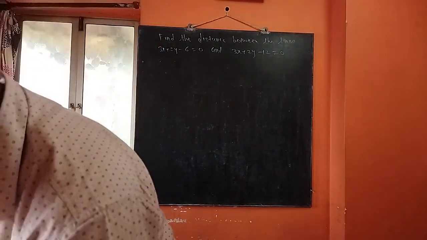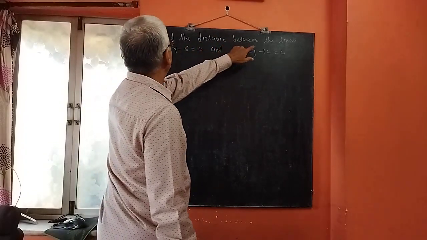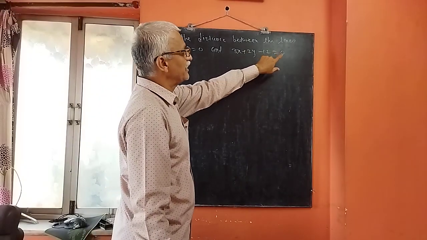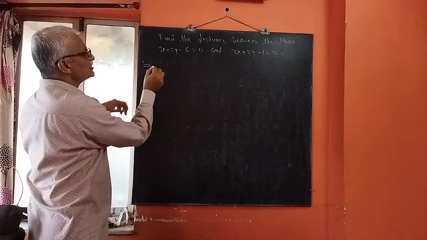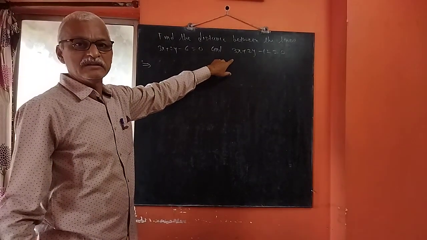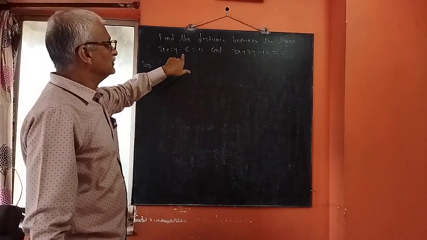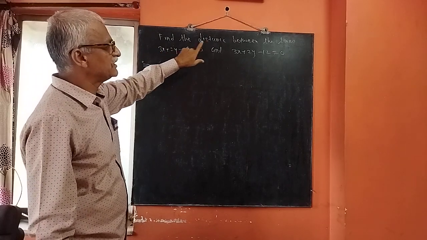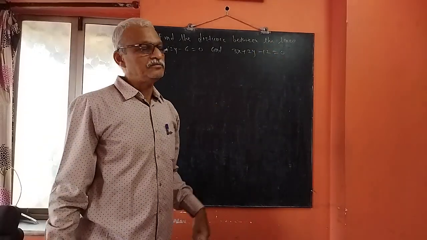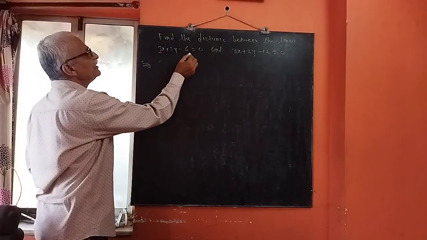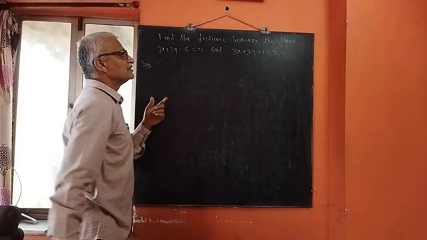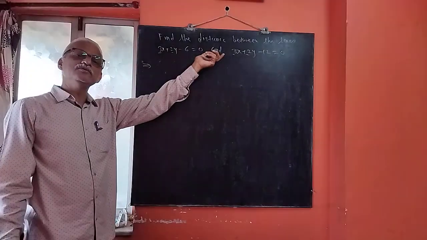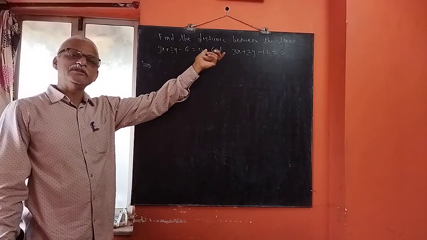So we have to find the distance between the lines 3x plus 2y minus 6 equals to 0 and 3x plus 2y minus 12 equals to 0. If we compare these equations with the general equation, we'll get a equals to 3, b equals to 2, c1 equals to minus 6 and c2 equals to minus 12. Since a is 3 and b is 2 in both, we can say that the lines are parallel to each other.